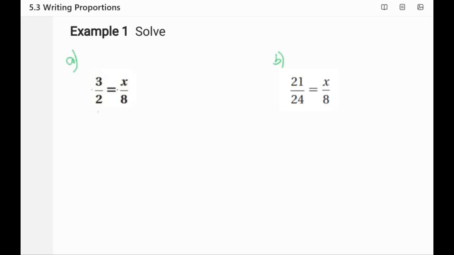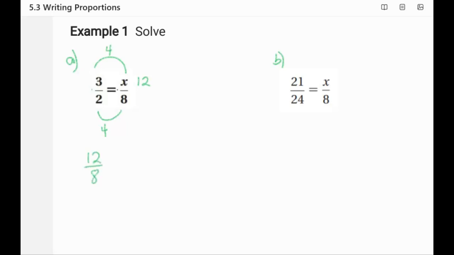If I multiply 2 by 4, that would give us 8. So that could be a true statement for the top part, for the numerator. If I multiply 3 by 4, then that should give us 12. So the new fraction we get is 12 over 8.